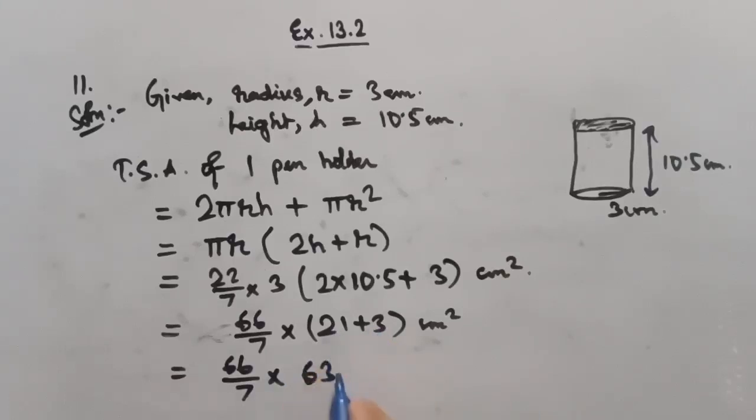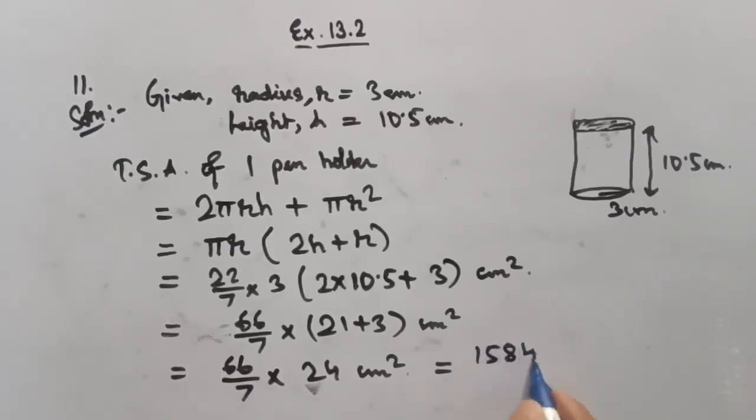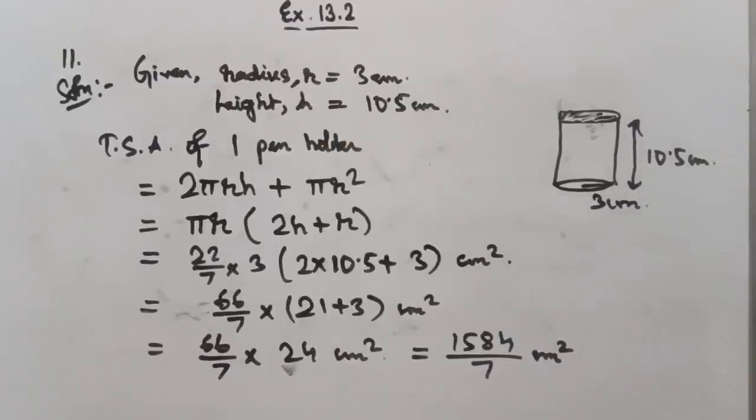21 plus 3 is 24 centimeter square, which is equal to 66 times 24, which is 1584 by 7 centimeter square.